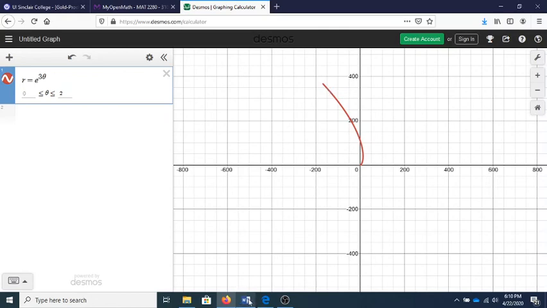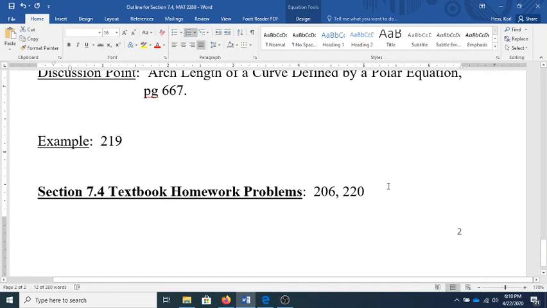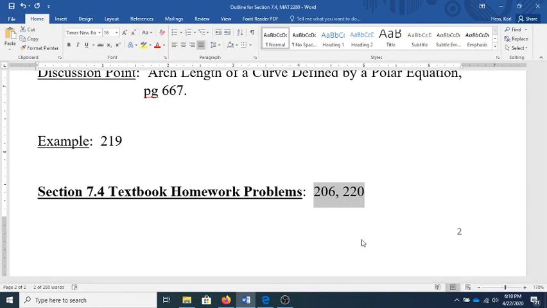Alright, well, that's all that I wanted to do in section 7.4. So here's a couple of homework problems for this section, 206 and 220 out of the book. And of course, there's homework in MyOpenMath as well. So I hope you all have a good time working on that. And if you do get stumped by anything, please reach out to me.